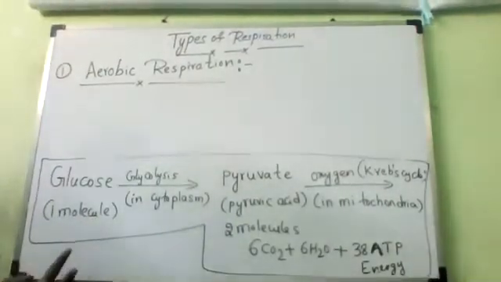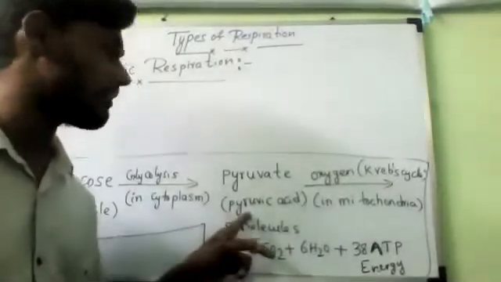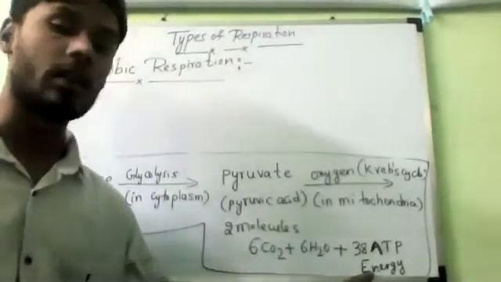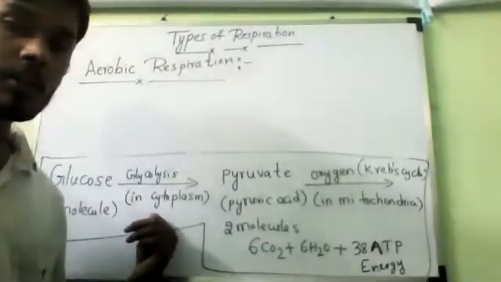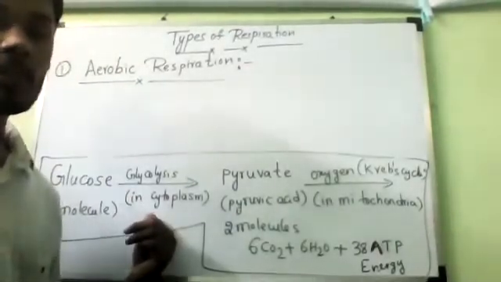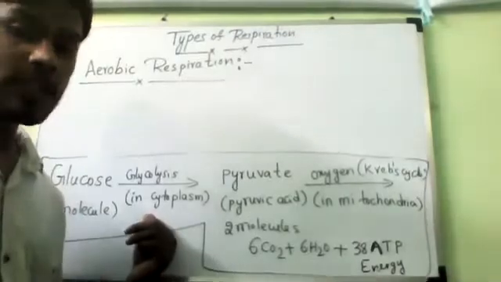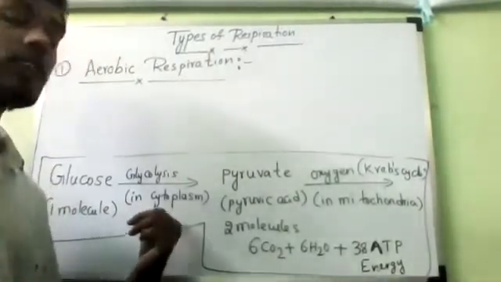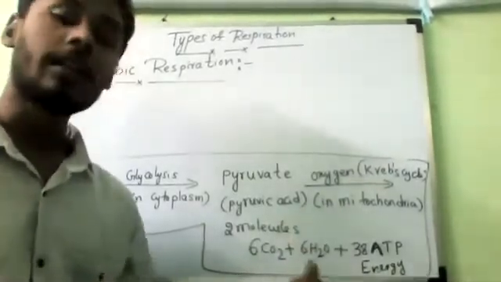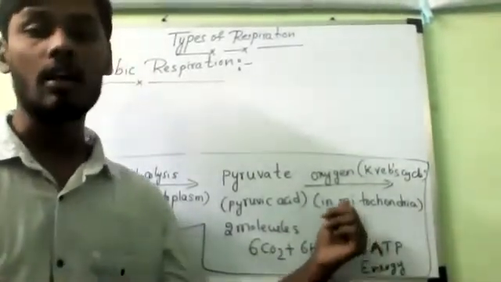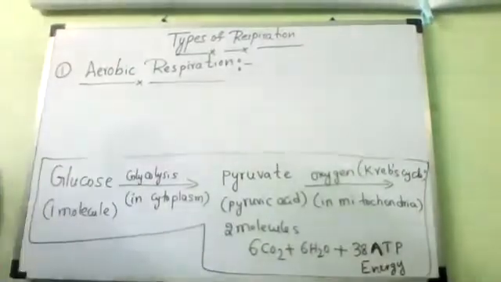All of you, two processes you should remember. One is forming pyruvic acid, and the other is later forming energy. The formation of pyruvic acid takes place in the cytoplasm, and the formation of energy takes place in the mitochondria. These are the things you should remember.